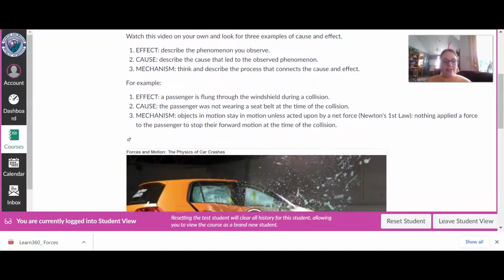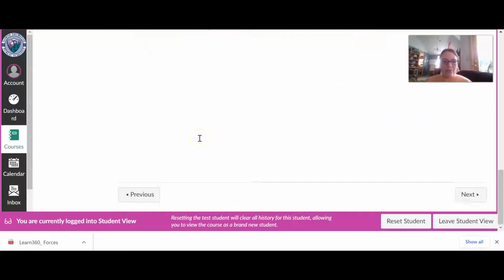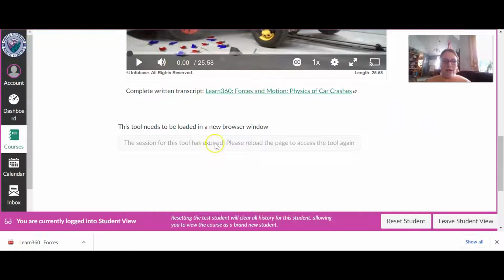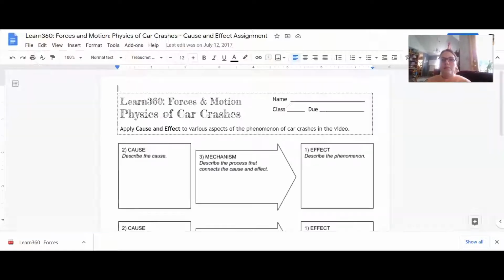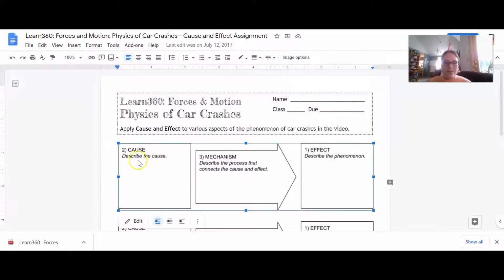So your task as you watch this video, where's your sheet? It'll load down here. Okay, so I've got to reload it. And anyway, it's not going to let it appear for me. So here we go, here's what it looks like. So you'll see that you've got these boxes that are cause, mechanism, and effect. This will open as a Cami assignment for you so that you can type in these boxes because the original is just a JPEG.